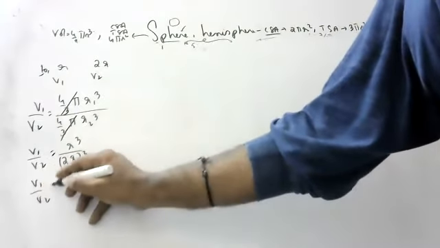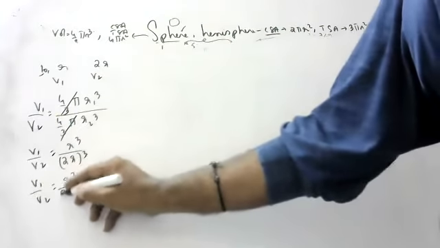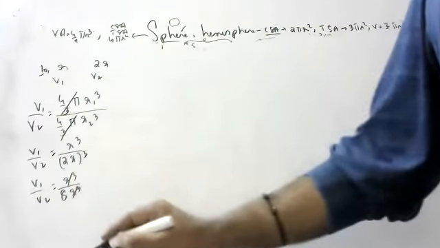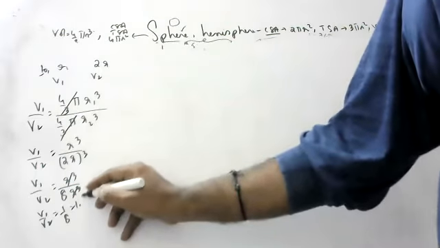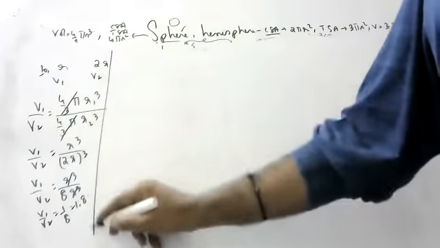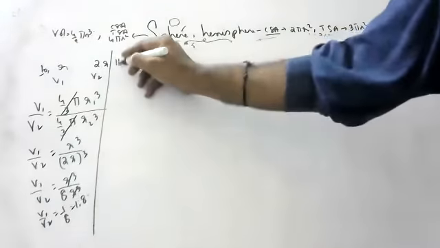So V1 by V2 equals r cube by 8 r cube. The r cube cancels. V1 by V2 equals 1 by 8. V1 is to V2 equals 1 is to 8. Very good.